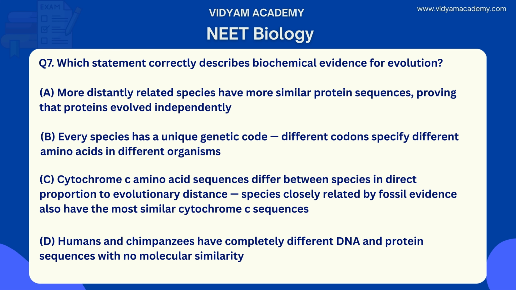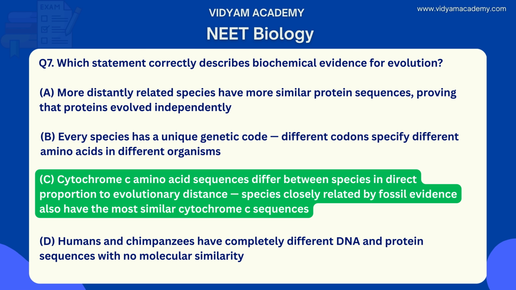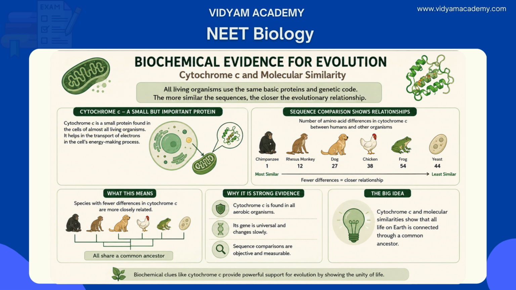Let's see the answer. Option C is the right answer for this question. So let's go for the detailed explanation why and how. Cytochrome C is a small electron transport protein present in virtually all eukaryotes. When its amino acid sequence is compared across species, the number of differences mirrors evolutionary relationships established independently by fossil records and anatomy. Human and chimpanzee cytochrome C are identical, so here 0 differences. Human and rhesus monkey differ by 1. Human and horse by 12. Human and yeast by 44. The closer the evolutionary relationship, the fewer the amino acid differences.